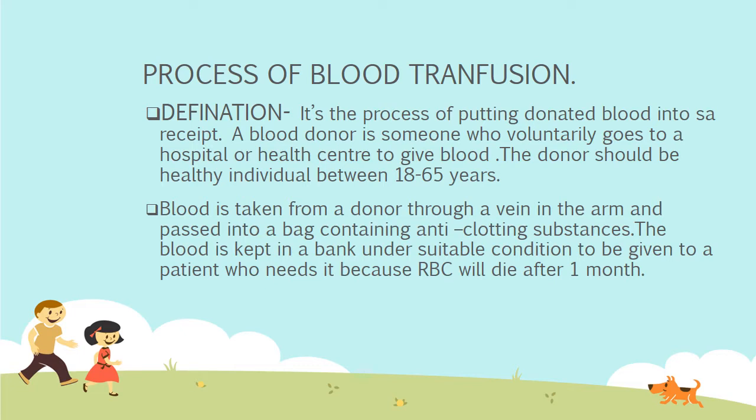Blood is taken from the donor through a vein in the arm and passed into a bag containing anti-clotting substances. The blood is kept in a bank under suitable condition to be given to a patient who needs it, because the red blood cells will die after 1 month. So it should be kept in a suitable condition and should be used within the next 1 month. And the bag in which the blood is put should have the anti-clotting substances so that the blood does not clot, so that when it is transfused, the blood is in good condition.